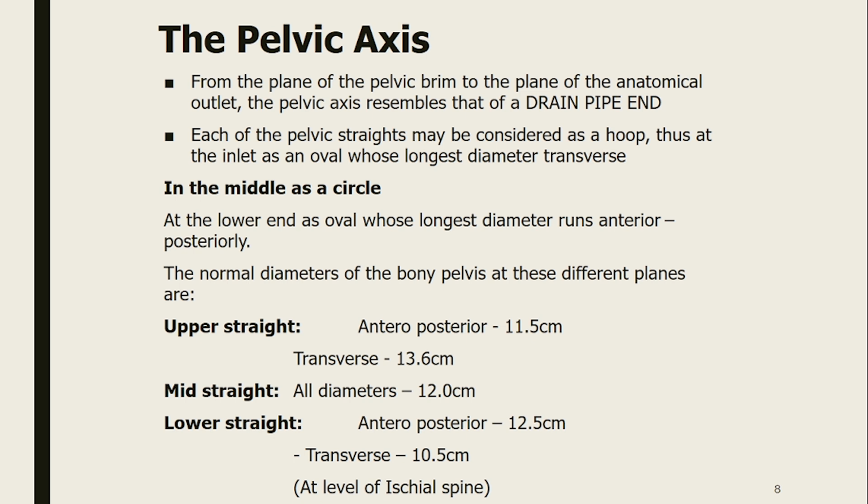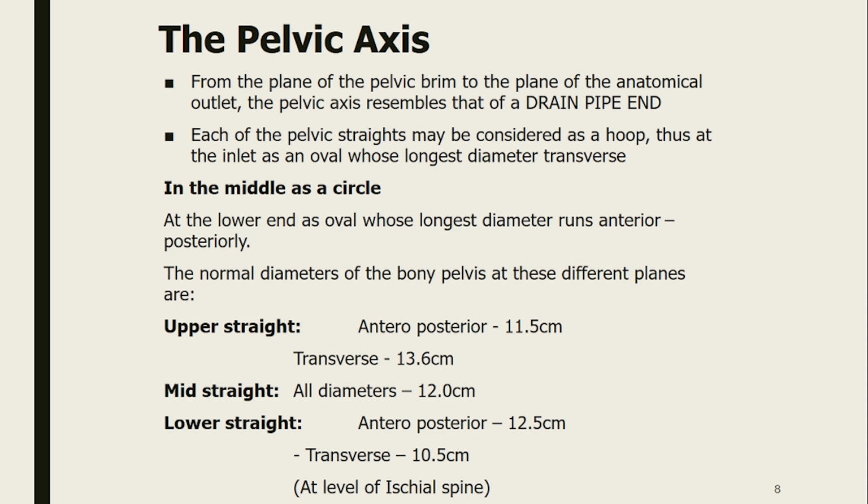These are the dimensions that I've just read. The anterior-posterior diameter, I said, is 11.5 centimeters, and the transverse diameter is 13.6 centimeters. So the transverse diameter is longer than the anterior-posterior diameter. In the mid-pelvis, all diameters are equal, 12.0 centimeters. The AP is 12, the transverse is 12. And lower down at the outlet, the AP is 12.5 centimeters and the transverse is 10.5 centimeters.